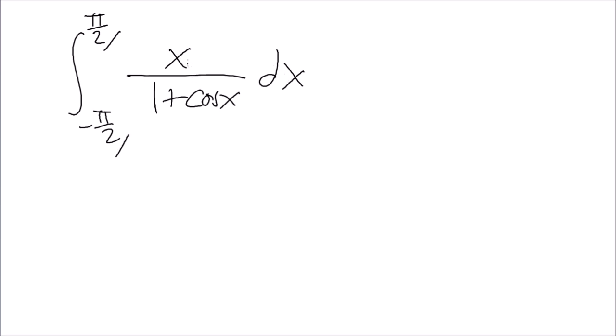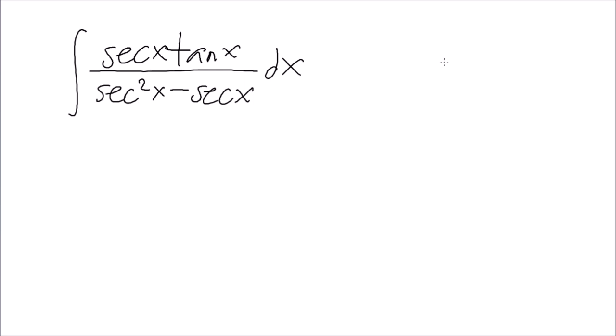Alright, this is an odd function because this is even, and then this is odd. So this whole thing is an odd function. So the whole answer to this integral is just 0. There's a bunch of secant x's. Oh, but look, we have secant x tangent x. We know that the derivative of secant x is secant x tangent x.